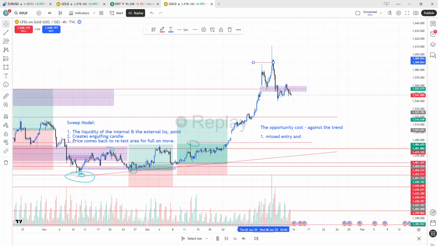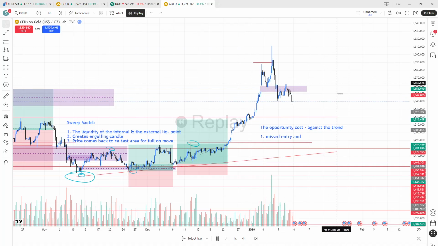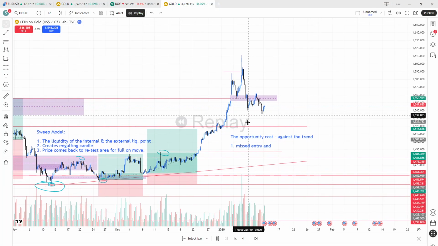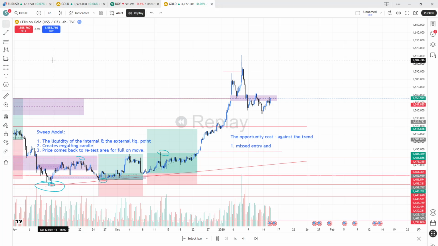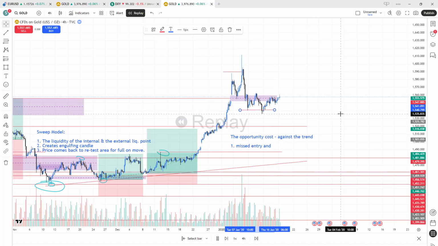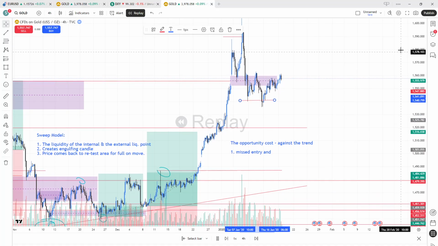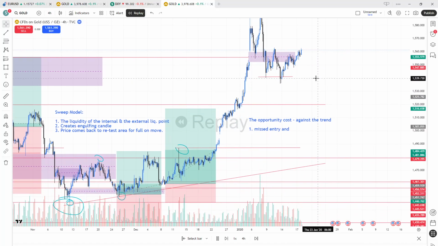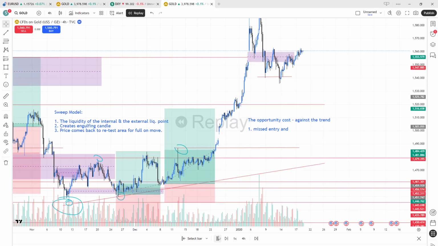So it did fill in this gap, created this break of structure, right? And creating, of course, this pullback after this wick. But again, we are on the 4 hour time frame, so what we have to assume is just a continuation of trend, right? And to look for that sweep model again, I'm going to stop right here to see if we do have.